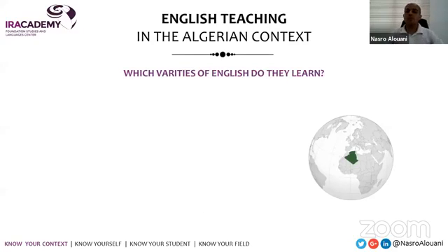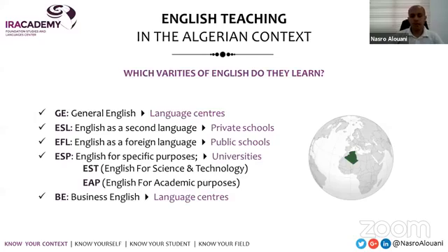Second question, which varieties of English do they learn? So what are the varieties? The first one is general English, which is taught in language centers. When you go to a language center, you'll find all aspects of English are taught, all skills, four skills plus grammar. So this is called general English, daily use. Then we have ESL, which is English as a second language. This is taught in private schools.